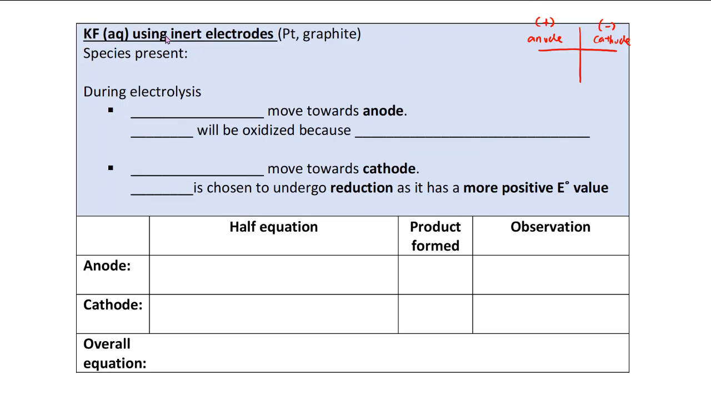Alright, so the next example given here is a potassium fluoride aqueous solution using inert electrode. We need to identify the species present. In KF aqueous solution, we have potassium ion, fluoride ion, as well as H2O molecule. You can use this simple diagram. Anode refers to the positive terminal, so anions move towards anode. So we have F- and also H2O, and you can choose between these two. For the cathode side, the negative terminal, cations are attracted to cathode. So for potassium ion and also H2O, we need to interpret which one to choose.